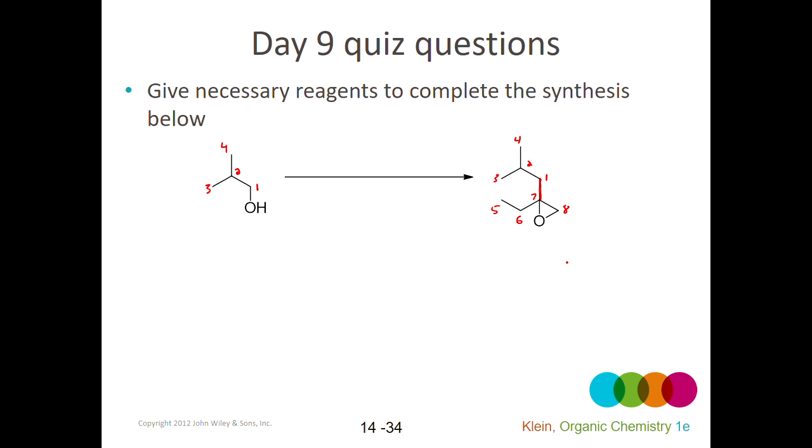I can predict at least what the last step is going to be, because there's only one way we know of to make epoxides, and that would be to add MCPBA or Br2 in the dark followed by NaOH to convert an alkene into an epoxide. So working backwards, the very last step of the mechanism would have had an alkene between carbon 7 and 8.